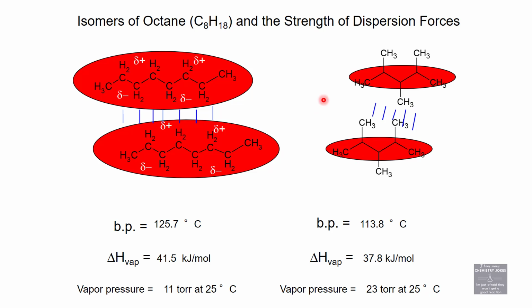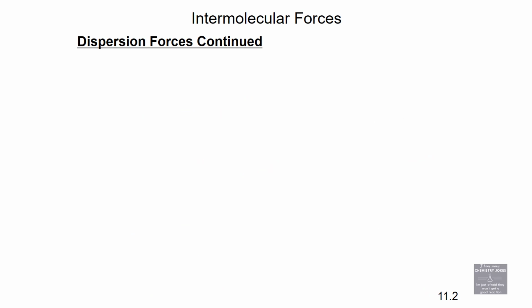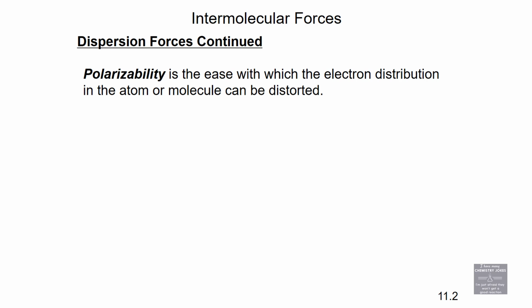So we need to be able to compare two molecules that both have dispersion and tell which one has stronger and weaker dispersion. The strength of your dispersion forces is all based on something called polarizability. Polarizability tells you how easily the electron cloud around your atom can be distorted. I use the word squishy. Something that is very polarizable has a very big and squishy electron cloud. Something that is not very polarizable has a very small, hard, compact electron cloud.